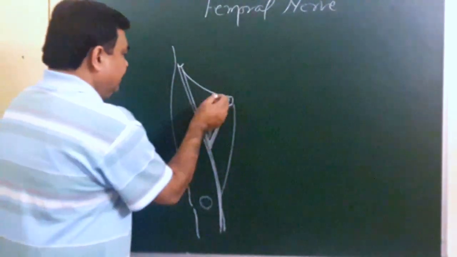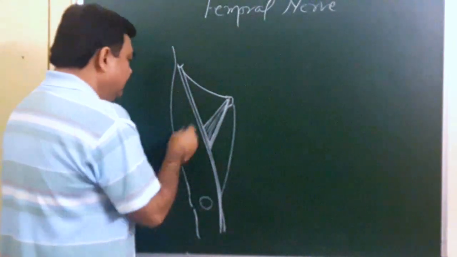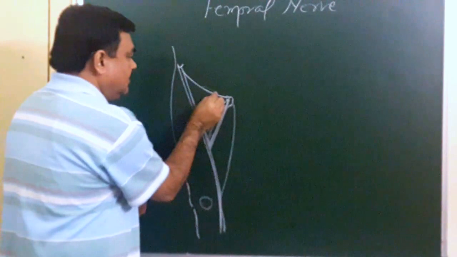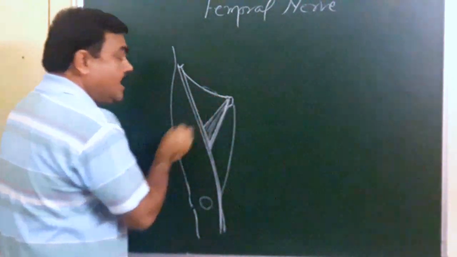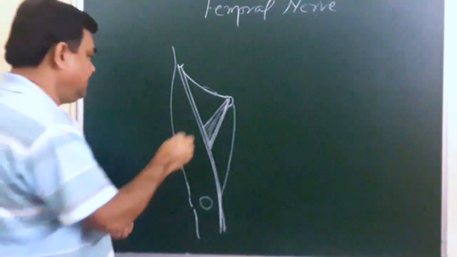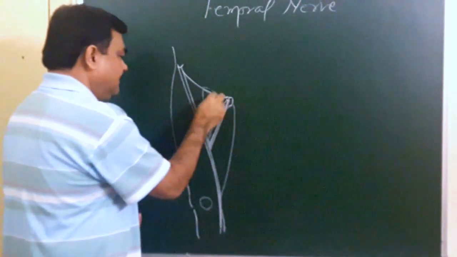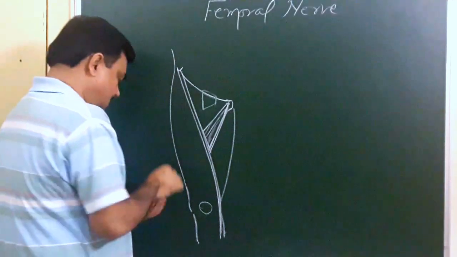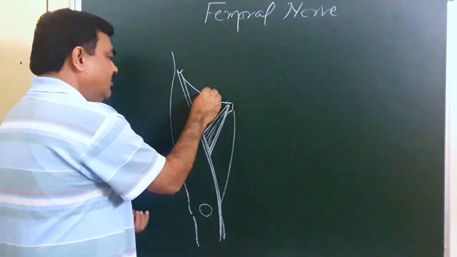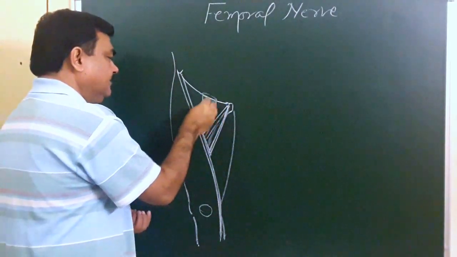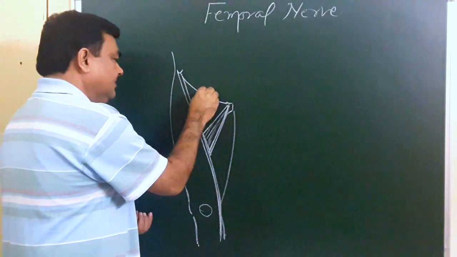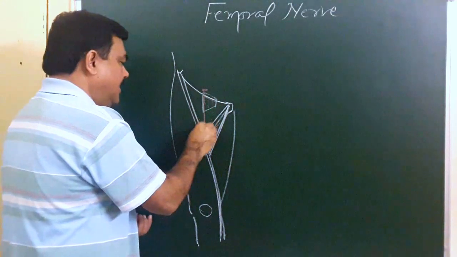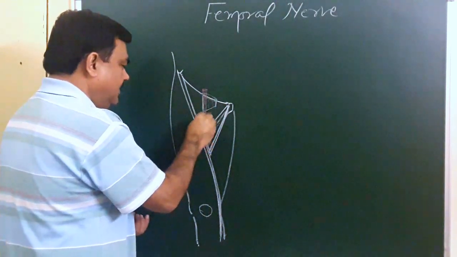Here a sheath is present, which is formed by fascia iliaca and fascia transversalis. This sheath is known as the femoral sheath. It is divided into three compartments. A lateral compartment, one here is the femoral artery.